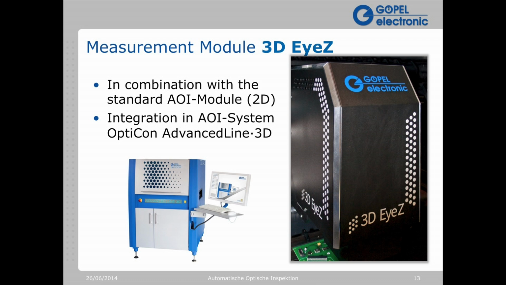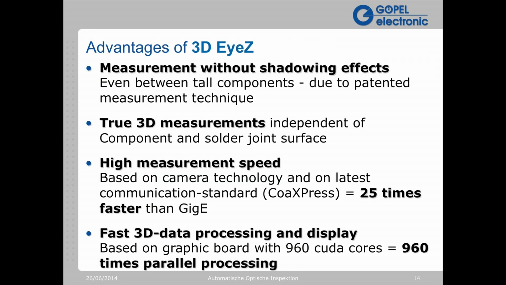So integration into the AOI systems of the Opticon advanced line, for example, is completely possible. The first systems to be produced are going to be based on our advanced line inline AOI system. But down the line, this capability is going to be able to be integrated into our full line of AOI systems. And again, the advantages of the 3D-IZ system include measurement without shadowing effects.